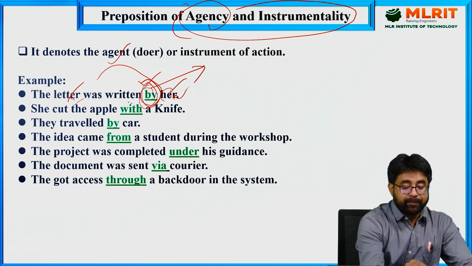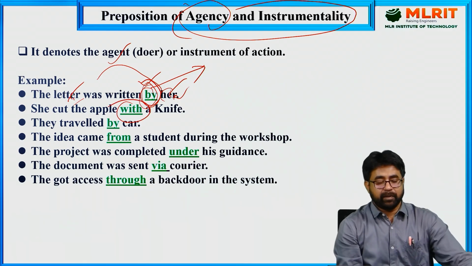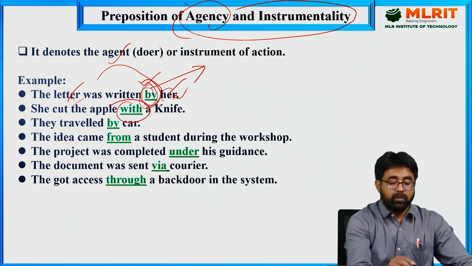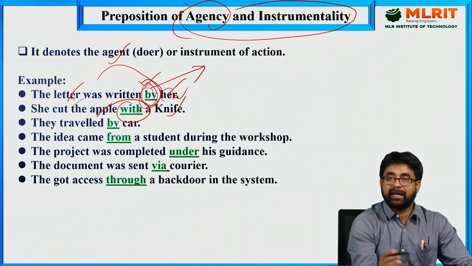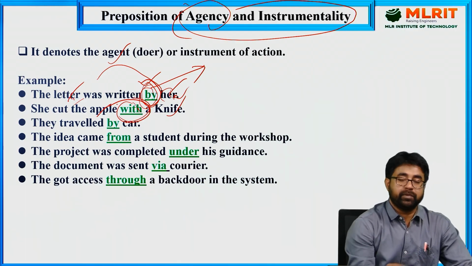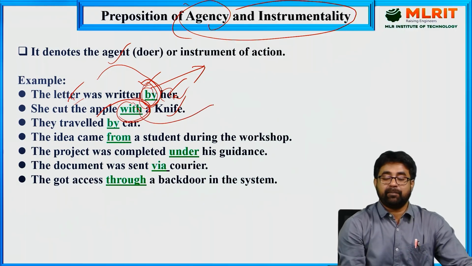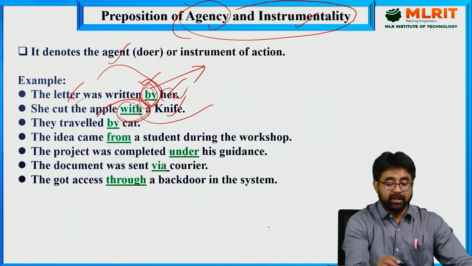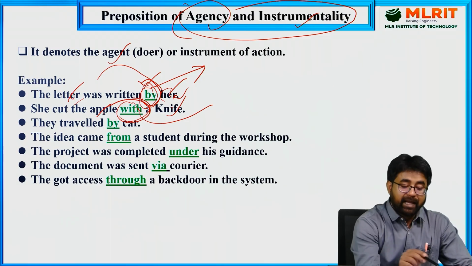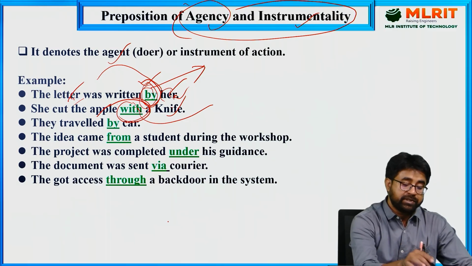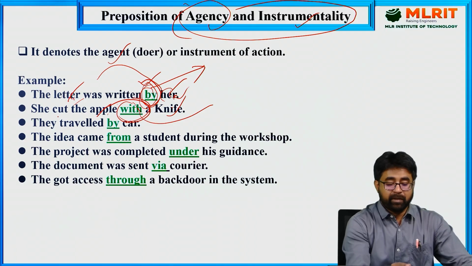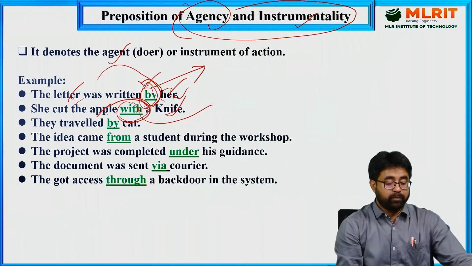Now, "She cut the apple with a knife." Now, this is an example of preposition of what? Instrument. With this, knife and apple are connected with this particular preposition "with." Now, "with" here is an example of preposition of instrument, because the relationship of knife and apple is in terms of instrument. Which instrument is being used to cut the apple? It is the knife. So that's why it's preposition of instrument.